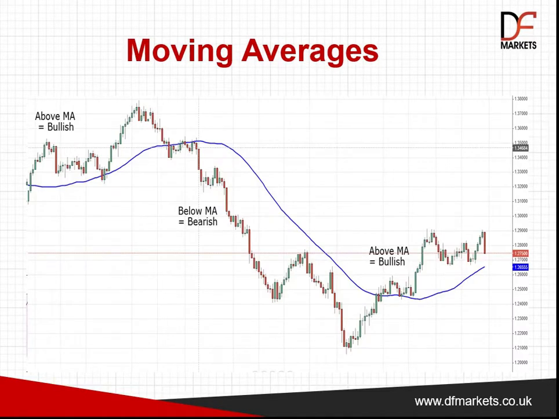In this chart, you can see an example of how moving averages work. The blue line is the moving average, and while price is above the moving average, the market is classed as bullish. And while price is below the moving average, the market is classed as bearish.